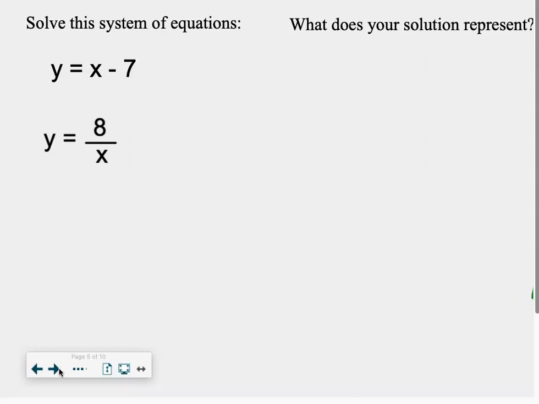All right, how do we solve? What's our method for solving when we have a system of nonlinear equations? Substitution. Gosh, if only one of these was solved for y already. Wouldn't that be awesome? All right, I'm going to give you a kind of jump start. Go ahead and replace your y in the second equation with what it is.